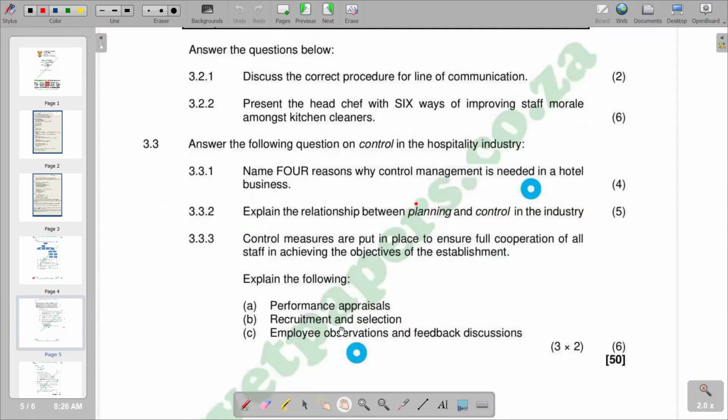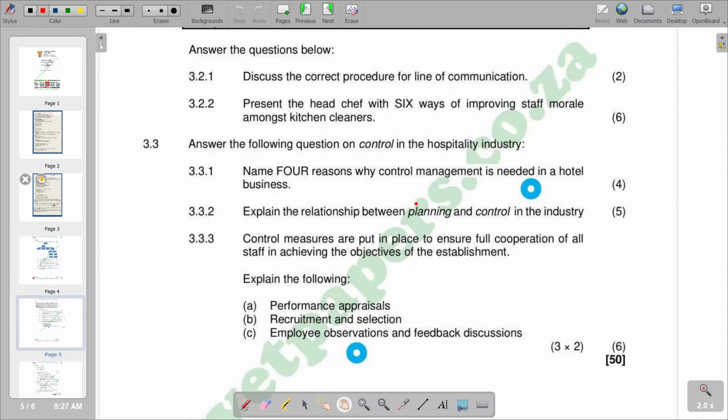Then also we have got recruitment and selection. So basically, recruitment is attracting the workers. The issue of advertising and making sure that the potential applicants do apply is recruitment. And then selection is where we take the ones that are fit and that qualify for the job. That is now the selection part.